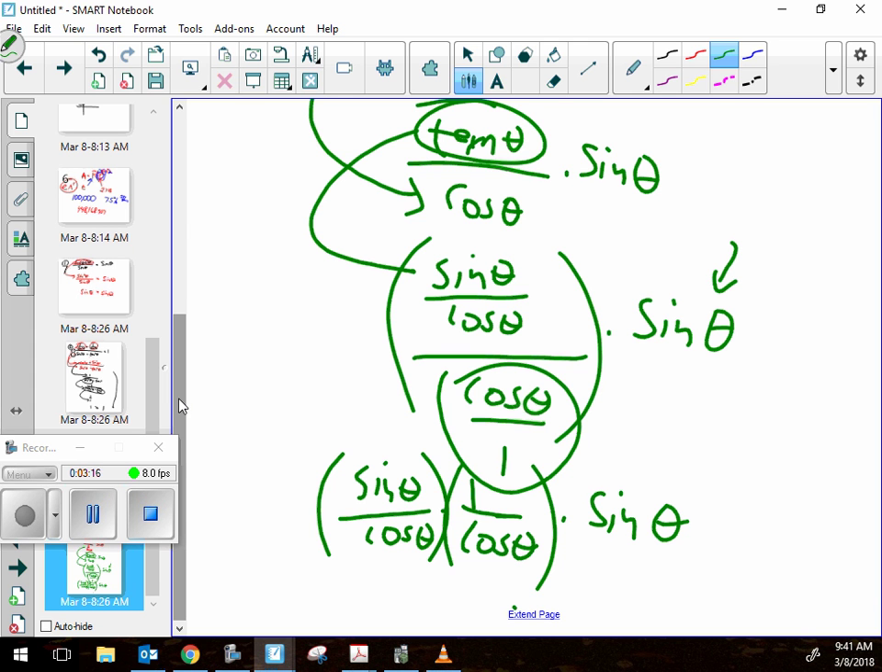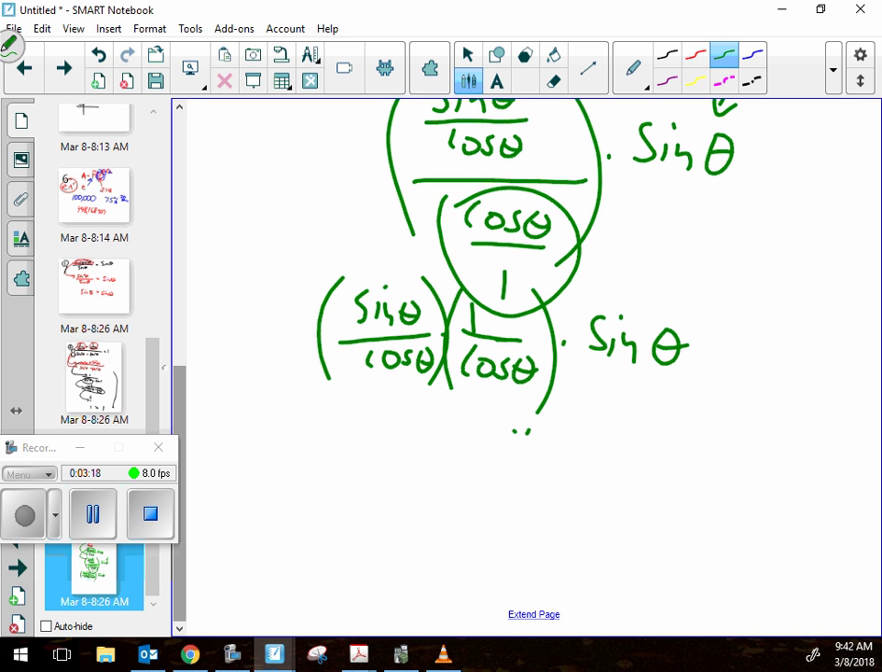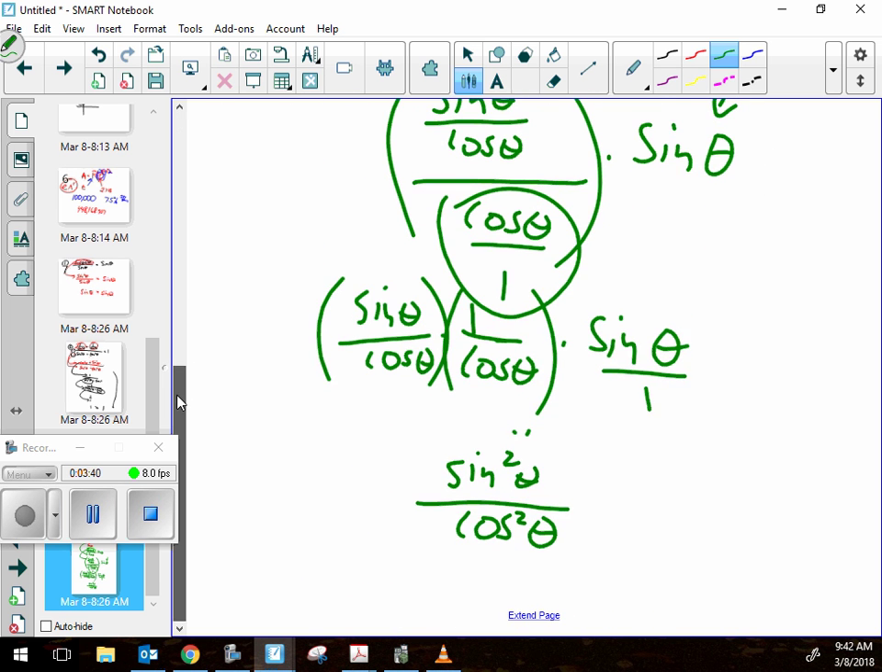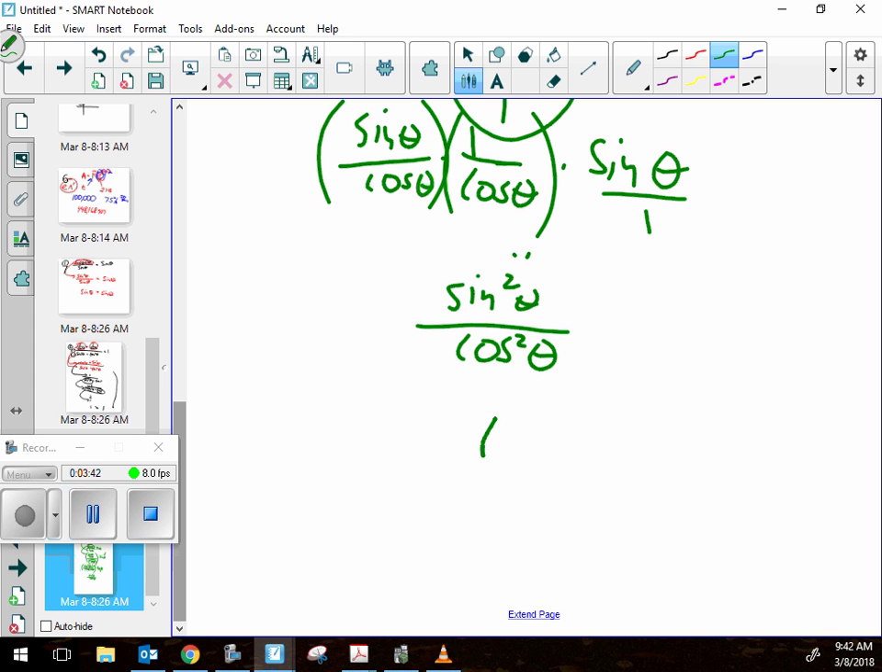Now I can go through and see if there's anything that cancels. Absolutely nothing cancels. But that's okay. Because what I have left is, if I put this over 1, is sine. There's 2 sines on the top, so that's sine squared. There's 2 cosines on the bottom, that's cosine squared. And then I keep looking back at what I want to be. I want to prove it's tangent, so hey, I pretty much have it. This is tangent squared. And that's equal to tangent squared.